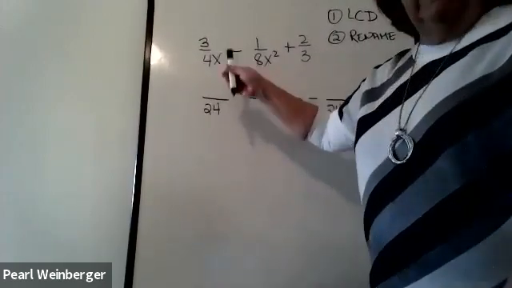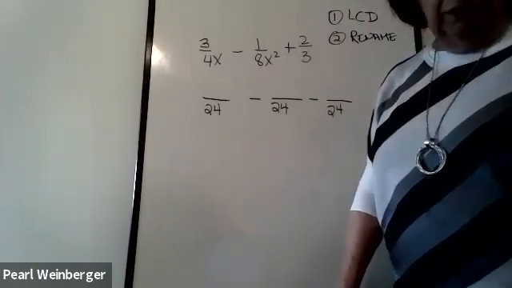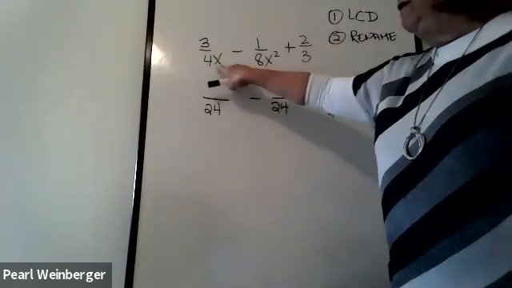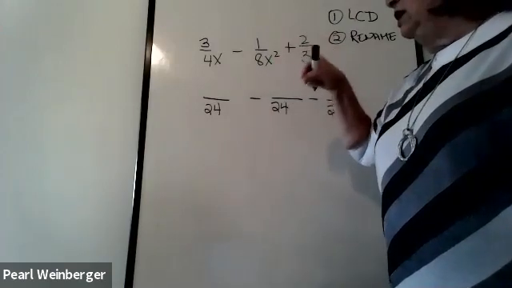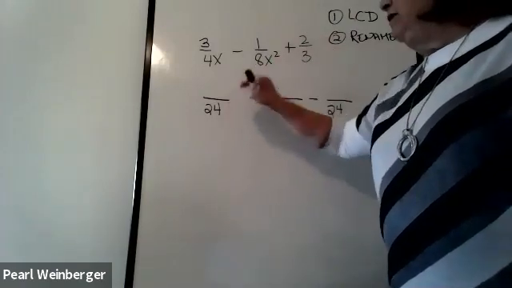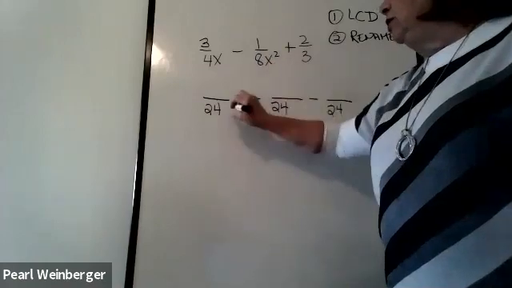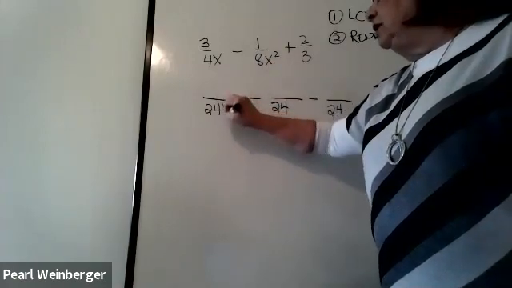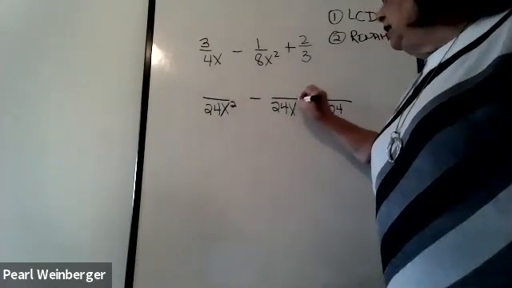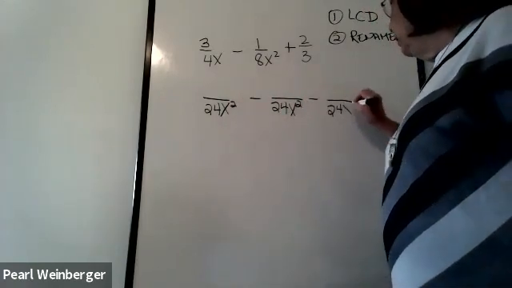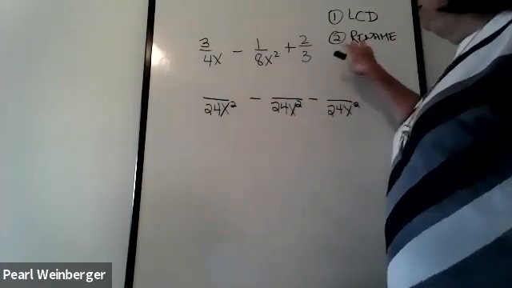In terms of the variable, that's the easier part. I have an x, an x squared, no x. The largest I see is an x squared. I have to take the largest exponent of the variable that I see. So 24x squared is going to be my LCD. So that's step number 1.